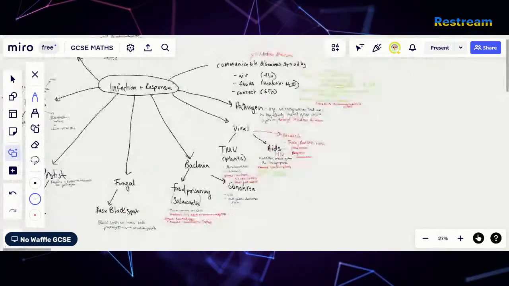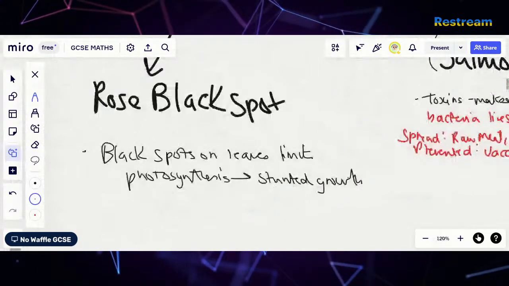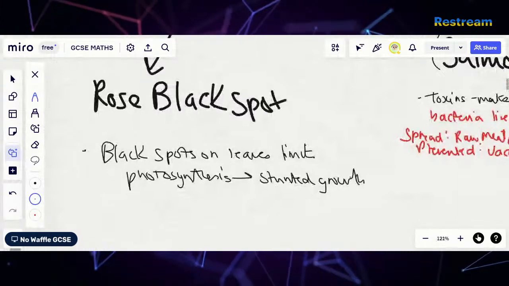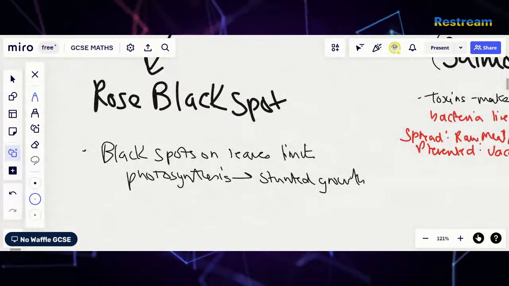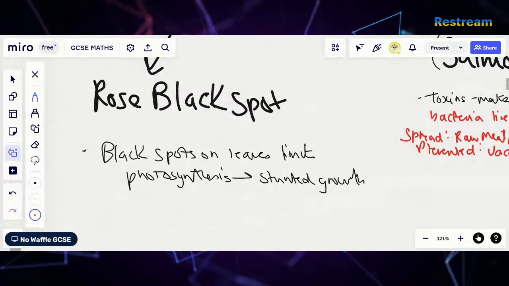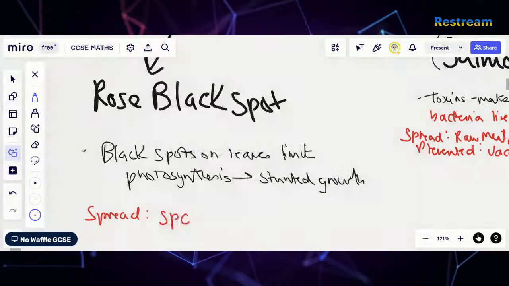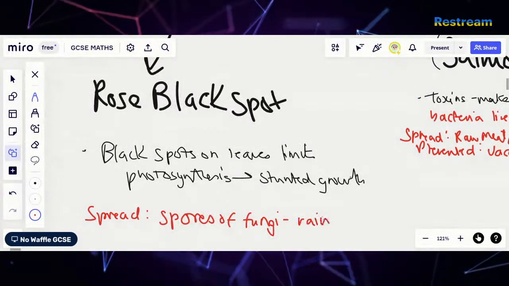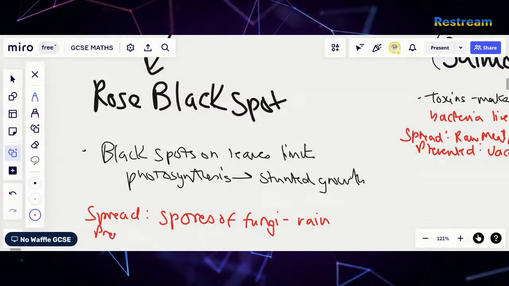Now on to fungal diseases, and for fungal we have rose black spot. What happens is it's purple or black spots left on rose plants that reduce the area available for photosynthesis. The spores are spread through rain, so this is a fluid one, and it's being prevented by using fungicides.